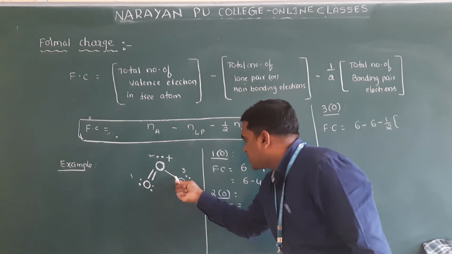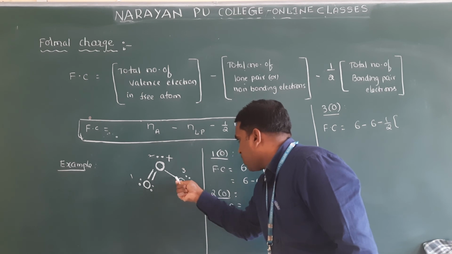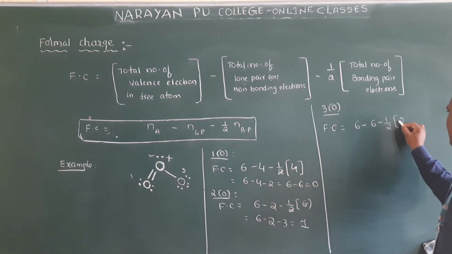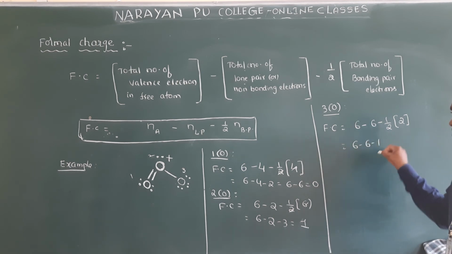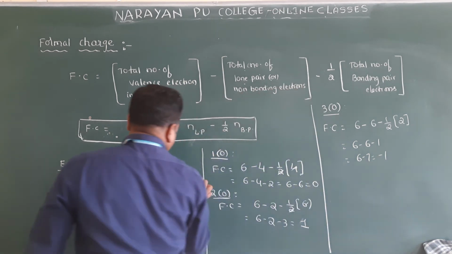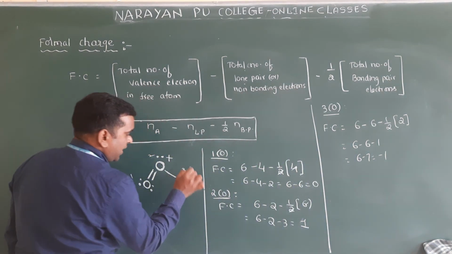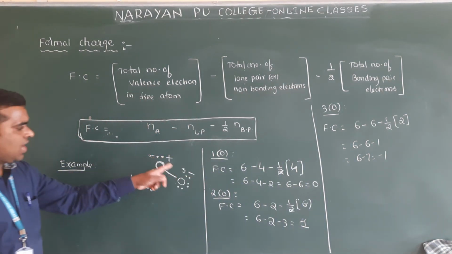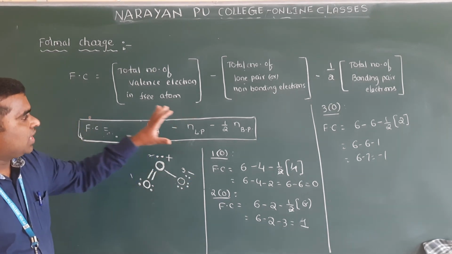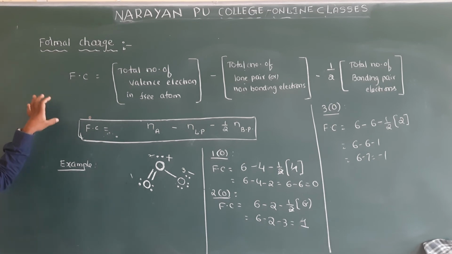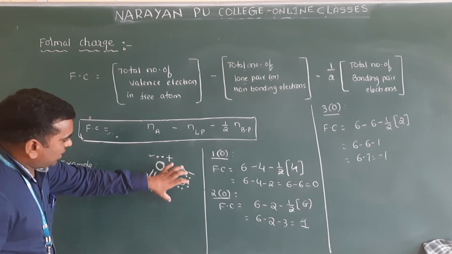So total 6 minus the bond pair electrons. How many bonds is it forming? This oxygen is forming only one bond, and one bond means 2 electrons. So 6 minus 6 minus 1, 6 minus 7 is equal to minus 1. So for this oxygen, one negative charge is there. Here it is minus 1. So this is about how to calculate the formal charge in the molecule for each atom.